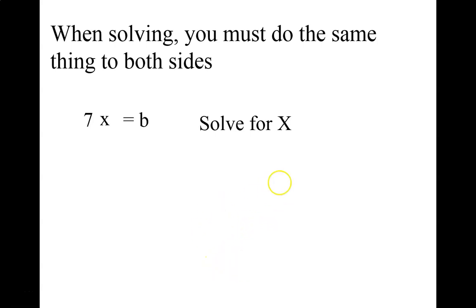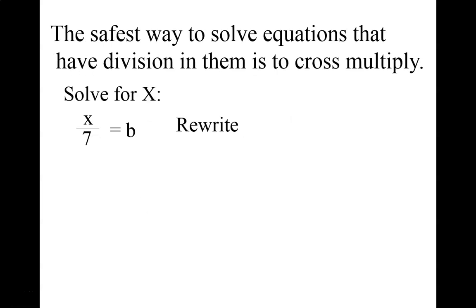The key thing when you solve an equation is you need to do the same thing to both sides. So if I have 7x equals b, I need the x to be by itself, so we divide both sides by 7. Cancel out the 7's, and we have x equals b over 7. So we divided both sides by 7.